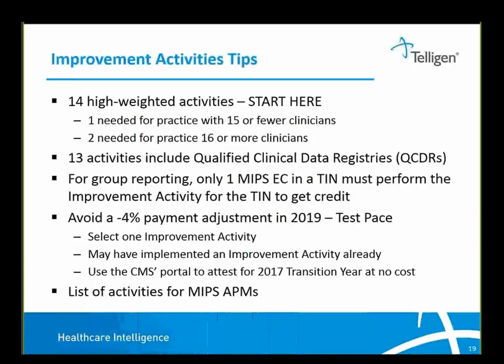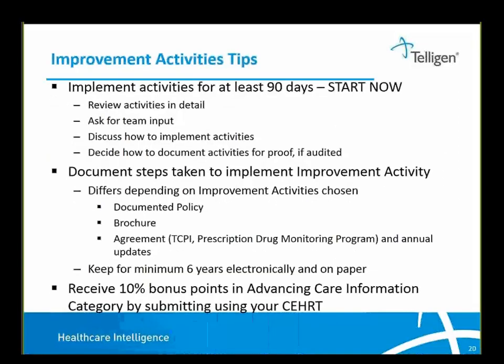And still only one MIPS eligible submission in a TIN has to perform that improvement activity for the TIN to get credit of choosing that group reporting method. So CMS is soliciting comments on alternatives for a future threshold. The next tip is to make sure you implement your activity again for at least 90 days.